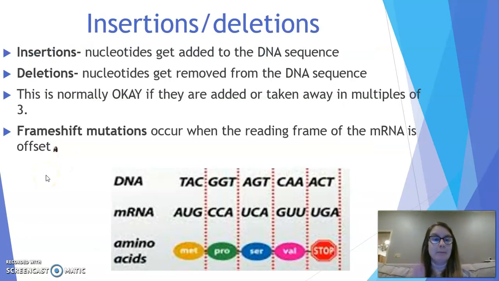And okay, I have about a minute to get through this last set of mutations. So insertions and deletions, these are different from point mutations. Insertions occur when you add nucleotides into the DNA sequence, nucleotides that were never there to begin with. You just add in some more. Deletions are the opposite of an insertion. It's when you take out nucleotides.